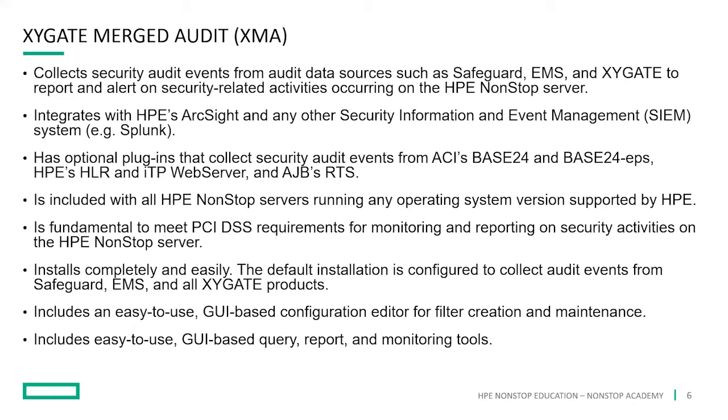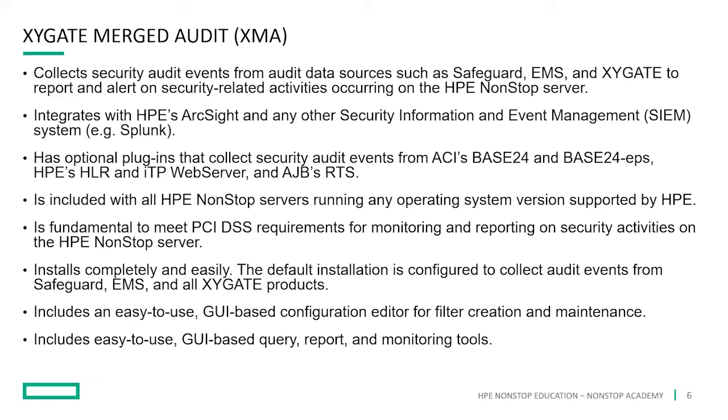We have optional plugins for products that not everybody uses, right? Base24 and Base24 EPS are really big products in the NonStop space. So we have what we call movers that will ingest data from Base24 and Base24 EPS. The HLR, which is now called the HSS, used to be called the Home Location Registry product from Tandem's telecom division. I think it's owned by Motorola these days. But there's still a lot of that out there. I know we've got some large telco customers that use that.